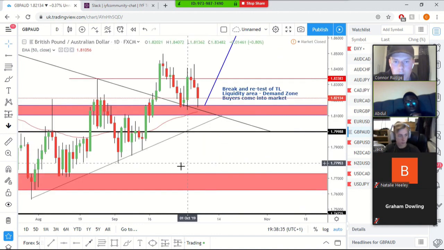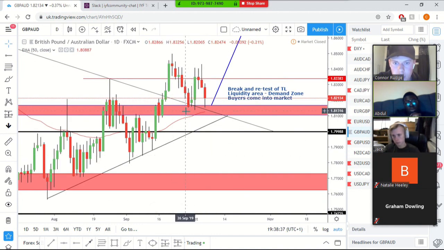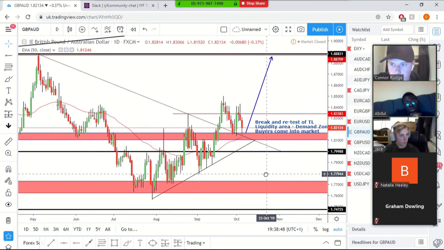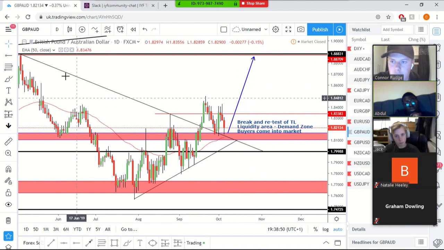Now I'm going to look at pound Australian dollar. This setup I had last week, and I actually entered around here, 1.87. However, as you can see, price came up for about 100 pips and then came straight back down to this trend line. So I got a nice bit of profit off of that. But now I'm looking to come in again. So that's still the same.